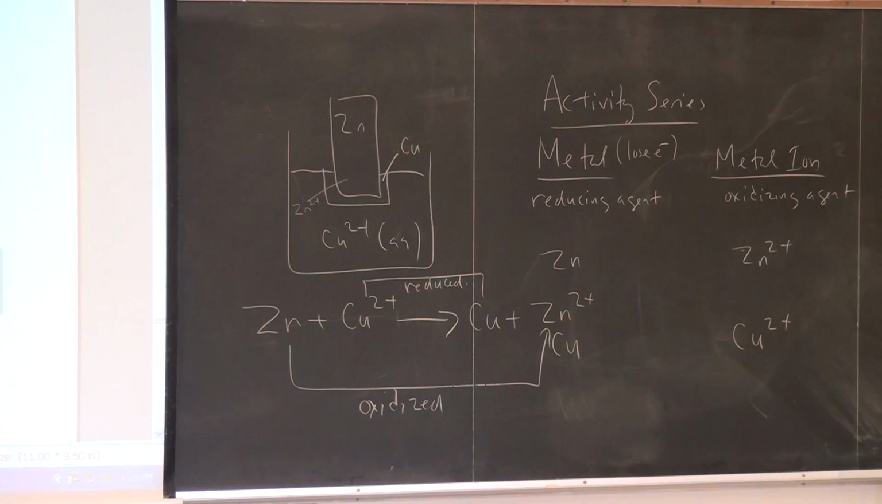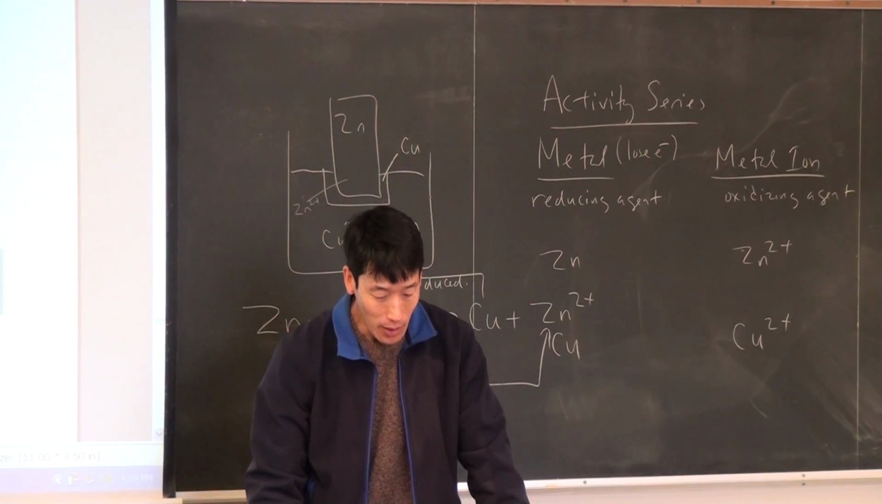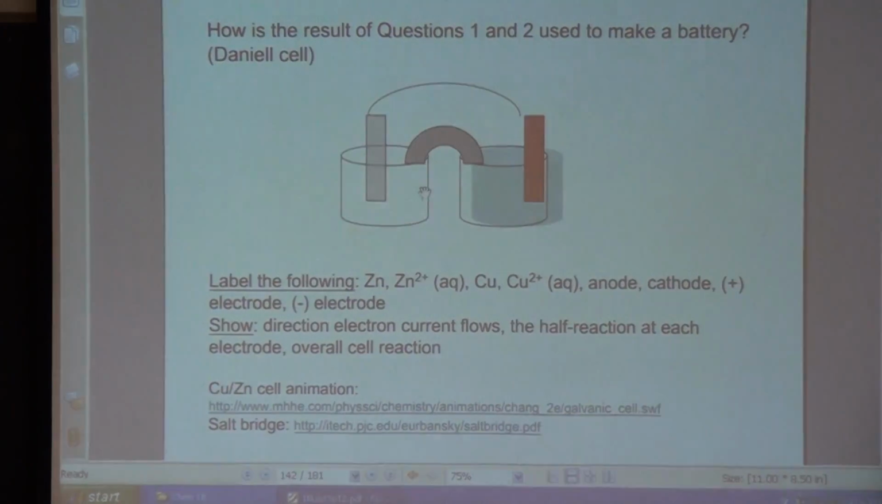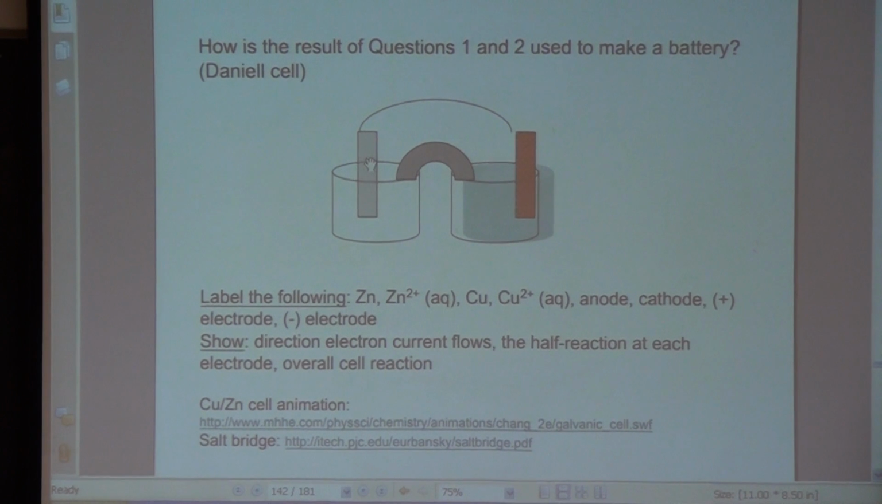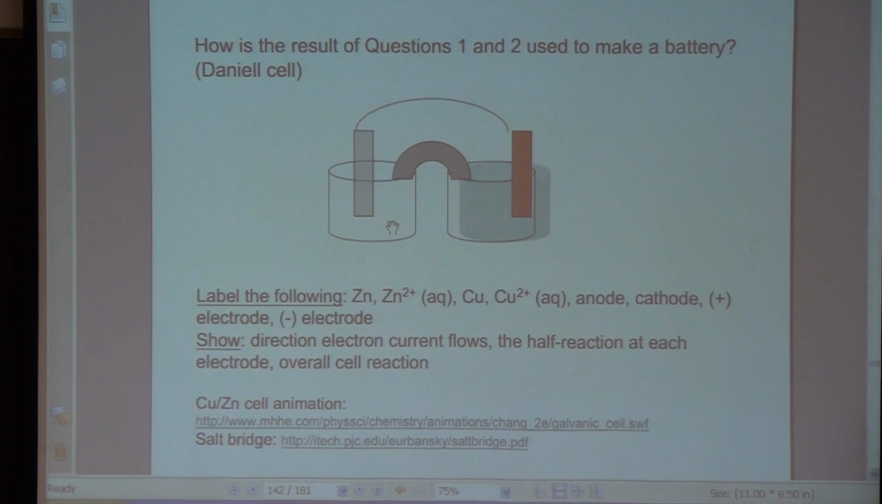We can use this information to make a battery. This is what you did last week in lab. Okay, so you made the Daniel cell. Here you have zinc, and here you have copper. Here you have your copper ion solution and your zinc ion solution. This thing here is your salt bridge.